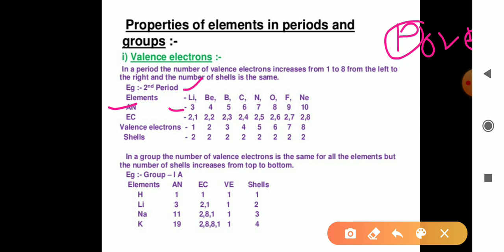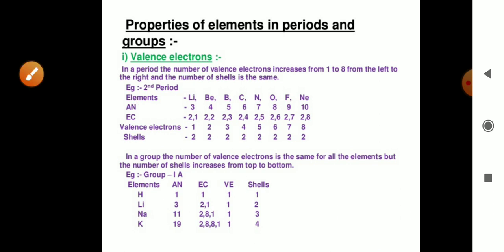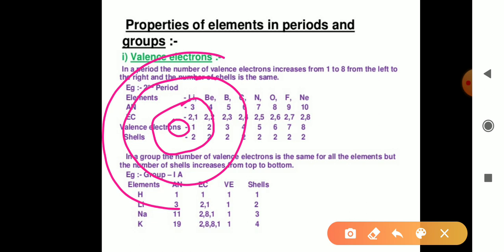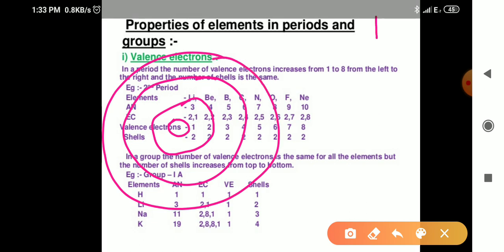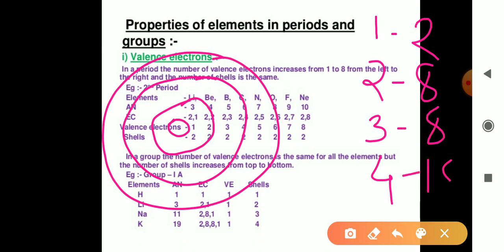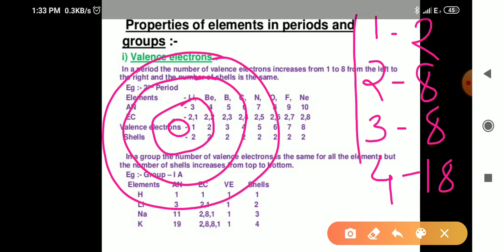Now the shells present around the nucleus have a capacity. Suppose this is the nucleus and these are the shells: first shell, second shell, third shell, like this. These shells have electron capacity: first shell, second shell, third, fourth. The first shell has a maximum electron capacity of 2, the second shell has a maximum capacity of 8, the third again 8, and the fourth has 18. So this is the electron capacity for the shells.